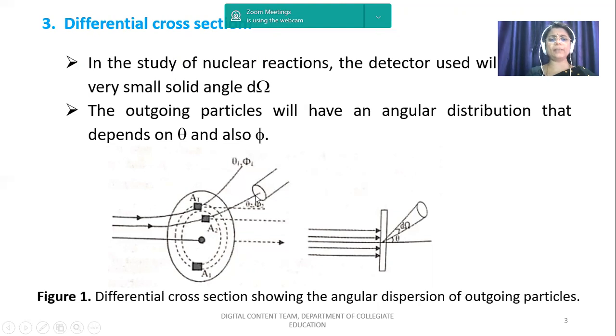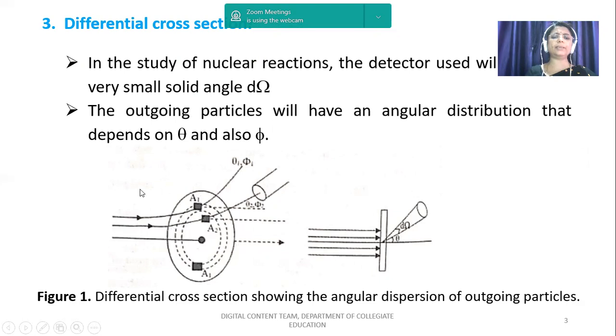Here this diagram depicts the differential cross section as a function of angular dispersion or angular distribution of outgoing particles. So here you can see this is the target nucleus, and this is the incident beam of particles which we are incidenting onto a target material, whose cross section is decided by the amount of reaction cross section available for particle interaction with it. And here you can see the different dotted circles representing different zone of influence.